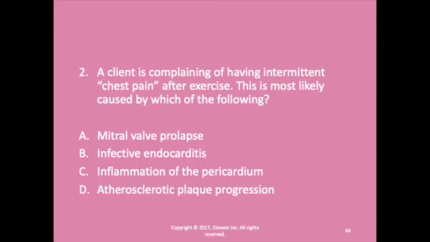A patient is complaining of having intermittent chest pain after exercise. What's your most likely cause? The answer here is going to be atherosclerotic plaque progression, which progression means that it's gradual, leading first to stable angina, which is that predictable chest pain caused by myocardial ischemia, which again, is a decrease in perfusion from 10 seconds up to 20 minutes, and it's in response to increased demand without infarction.